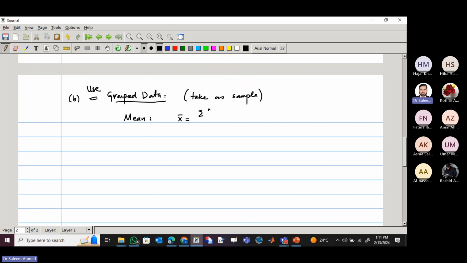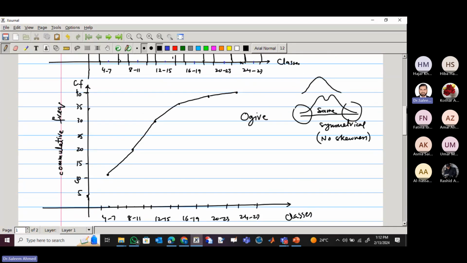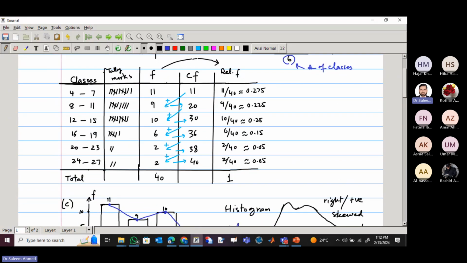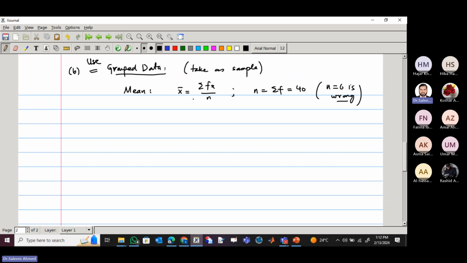So for grouped data, it is summation fx by n, where n is the sum of the frequency, which is 40, not 6. Don't take n as 6. N equal to 6 is wrong. N is not the number of classes. Sometimes we count the number of classes only and say, okay, we made 6 classes, so n is 6. No, n is not 6. N is the number of observations, right? We took 40 tires, so n has to be 40.